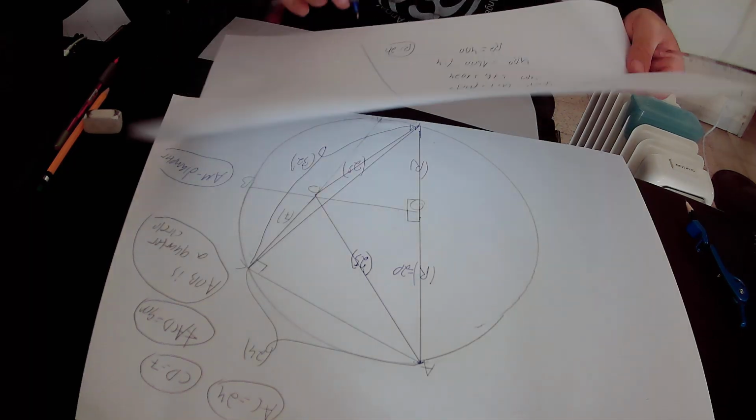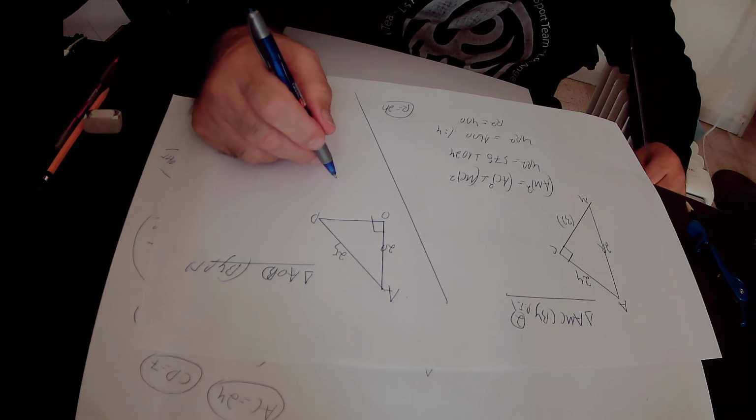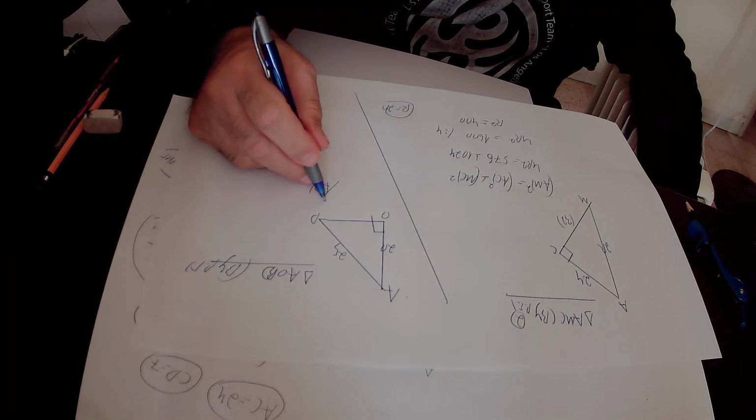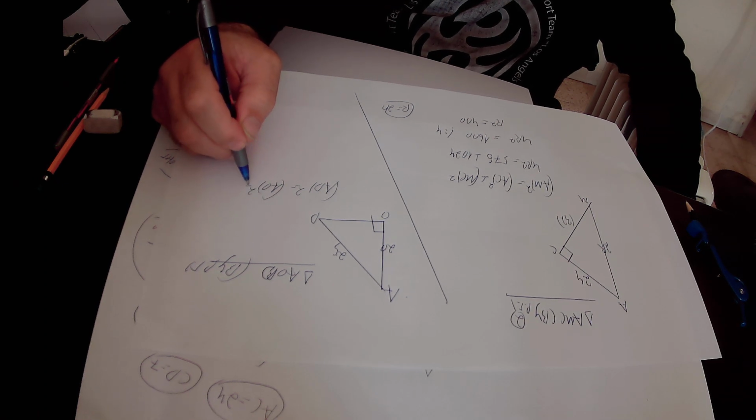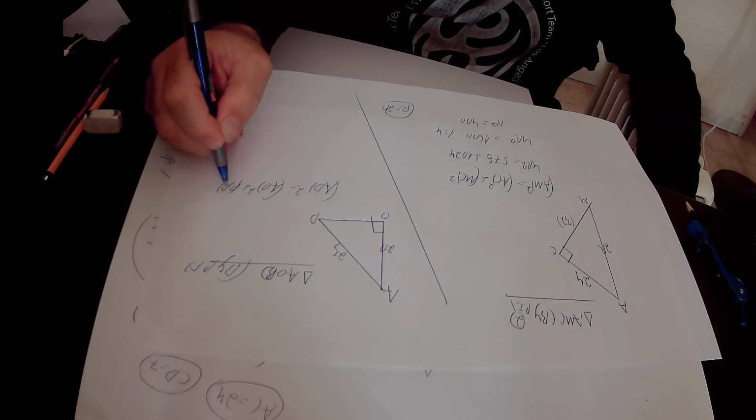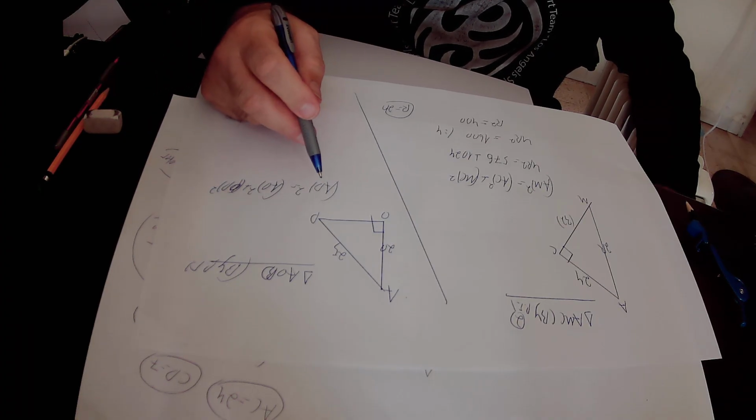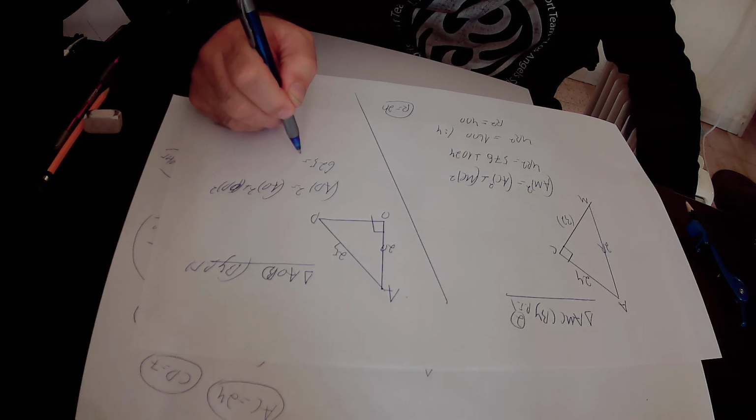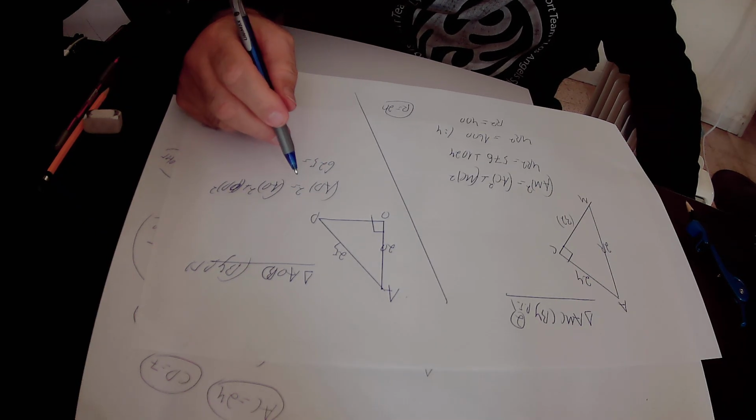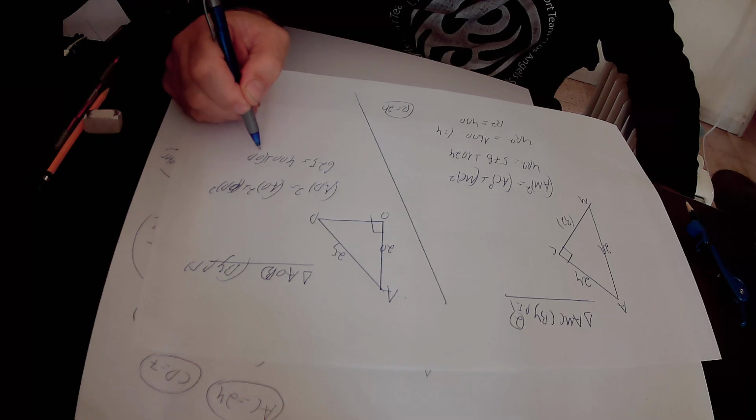So this is the right triangle AOD that I copied from the original drawing. According to the Pythagoras theorem, AD square equals AO square plus OD square. AD is 25, therefore AD square is 25 squared, that is 625, and it is equal to AO square. AO is 20, therefore AO square is 20 squared, that is 400, plus OD square.